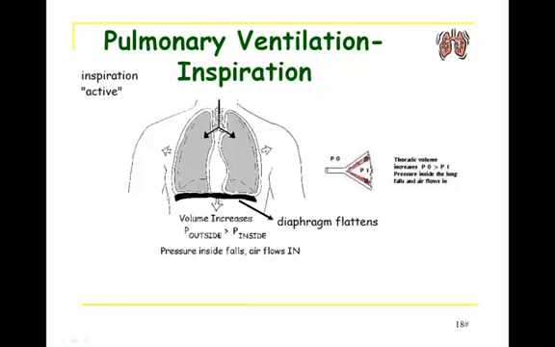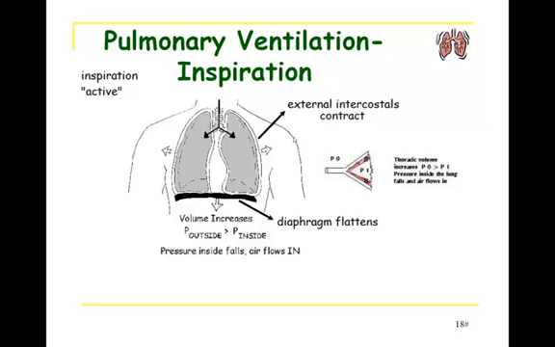As it contracts, it flattens out, which will do what to the top and bottom dimensions of the thoracic cavity? It's going to increase it. At the same time, the external intercostals contract, which pulls the ribs up and outwards, again aiding in increasing the volume of the pulmonary or thoracic cavity. So Boyle's law, what does it tell you? If you increase volume, which is happening here, what's going to happen to pressure? Pressure in the lungs is going to decrease.